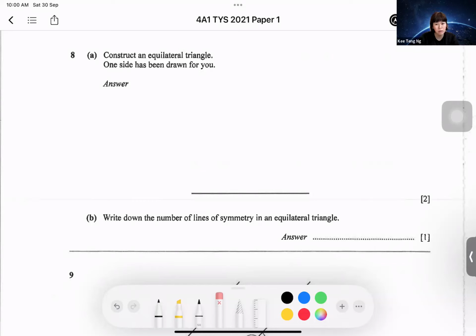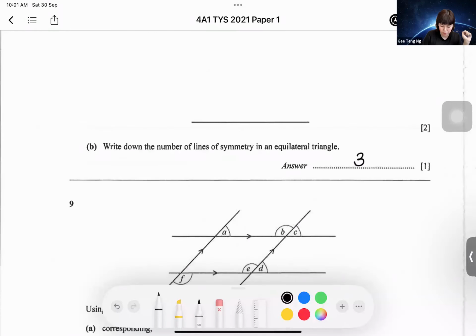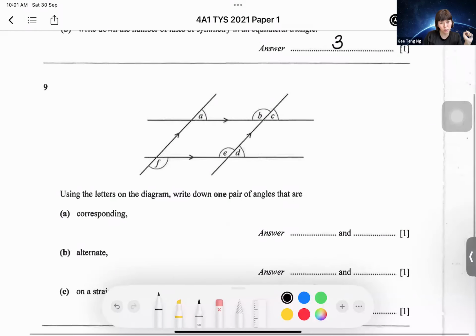Okay, write down the number of symmetry in an equilateral triangle. Equilateral triangle, all the 3 sides are the same, all the 3 angles and measurements are the same. So you'll get an equilateral triangle with rotational symmetry of order 3. If you turn it around 360 degrees, you'll see it exactly the same 3 times. All right. Next question, this one is angles.